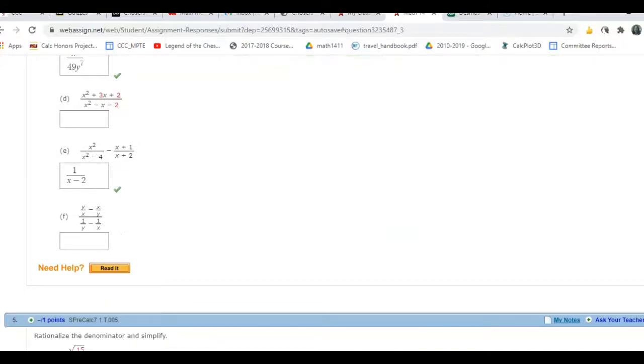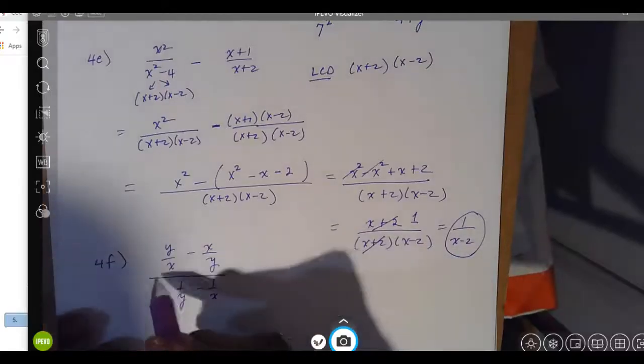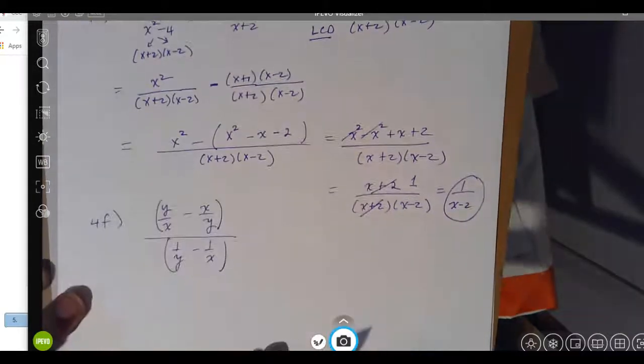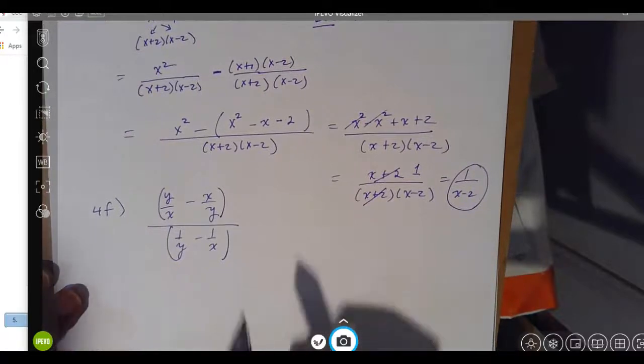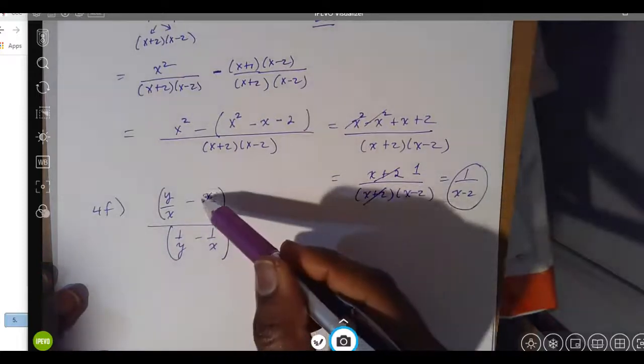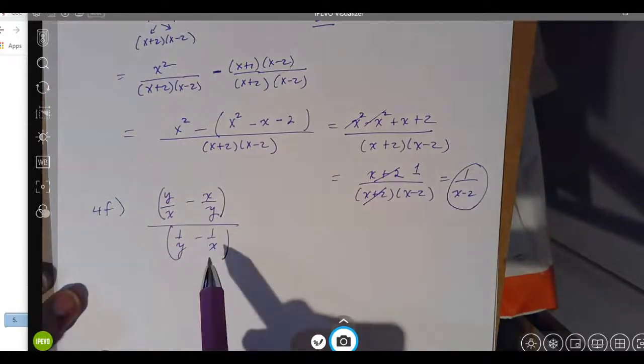The last question is F, 4F, where you have y over x minus x over y on the top, divided by 1 over y minus 1 over x. Once again, don't do anything illegal. Nothing cancels here. Okay, instead I want you to pay attention to the fact that there's a long fraction bar here. So this is on top, this is on bottom. Now, when I taught you this lesson, we did it in two different ways. One was to get a common denominator here, and then a common denominator here. Once you get a single fraction, you can change this to a multiplication and flip this fraction.